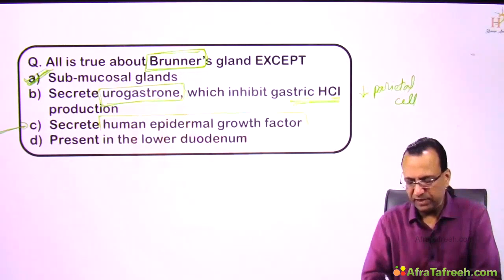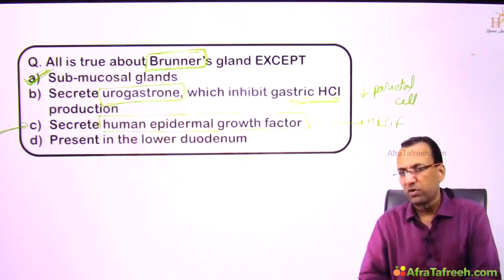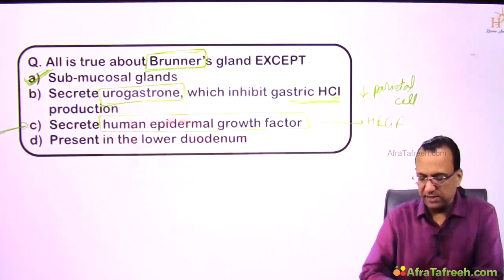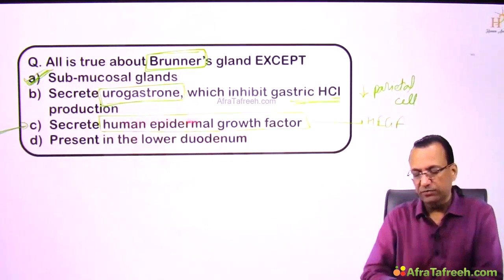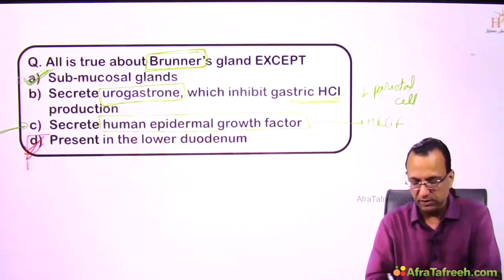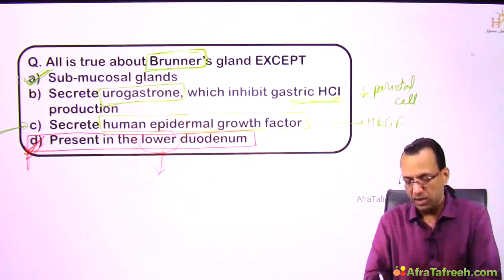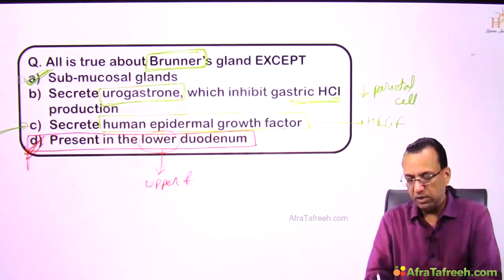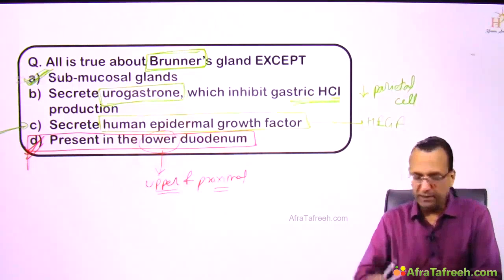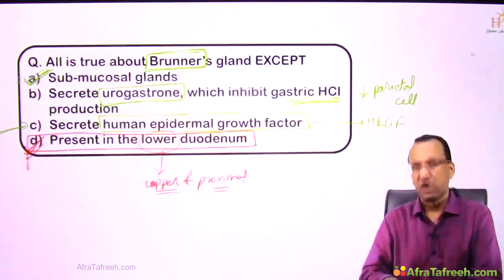Yeah, HEGF actually is the other name of the urogastron only, because urogastron is increasing the mitotic activity to heal the ulcer faster. It is also renamed as HEGF. So you are trying to tell this is the answer. Yes. Why this is the answer? Because it is not the lower, it is the upper and proximal duodenum. So if it is the upper and proximal duodenum, why do you require the Brunner's gland in the upper proximal duodenum? Because that is where you have more chances of duodenal ulcer.